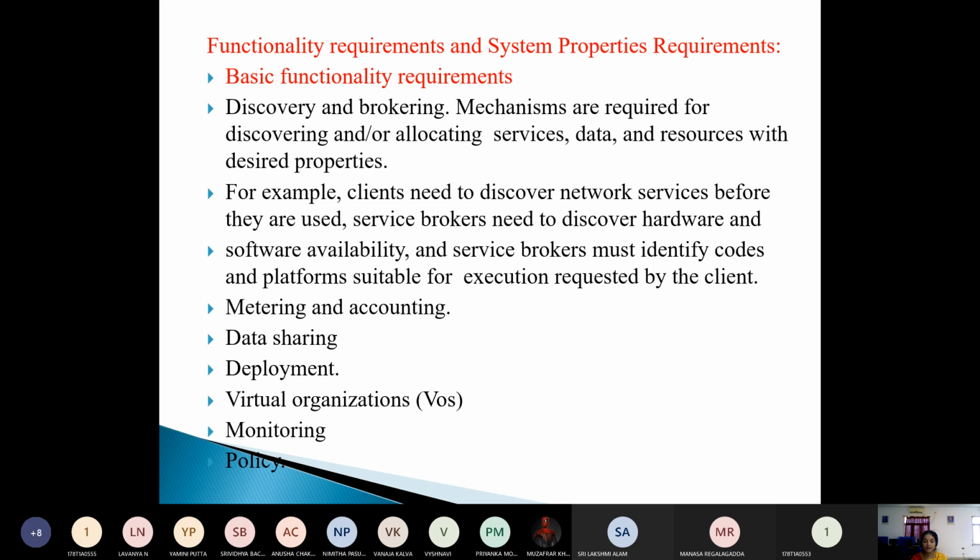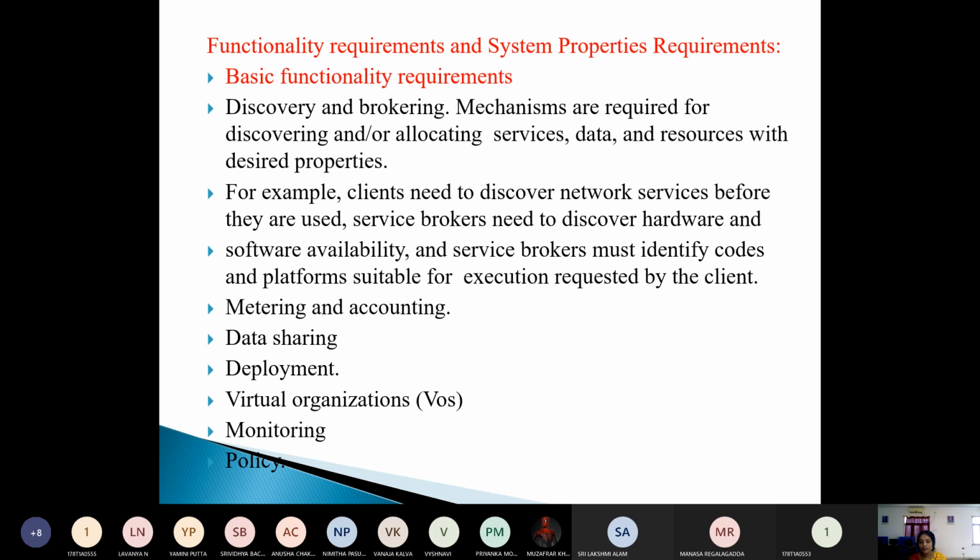Next, coming to deployment. What is meant by deployment? Deploy the data in the hosting environment for execution, and deploy application executables for running applications. So this is deployment.